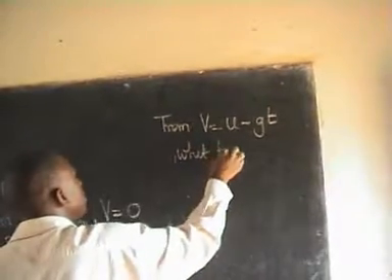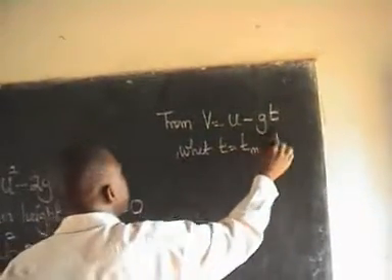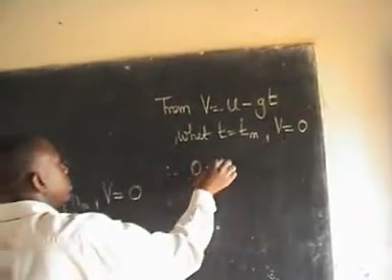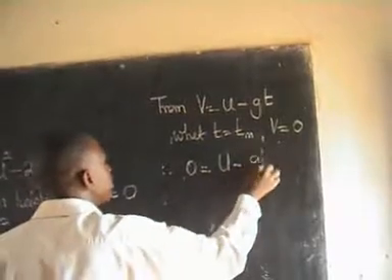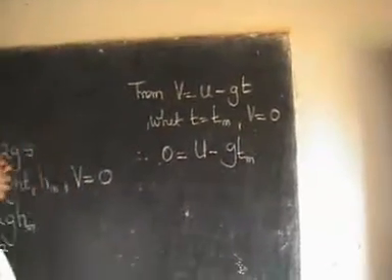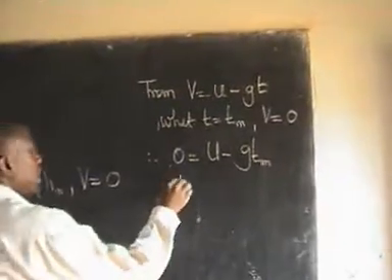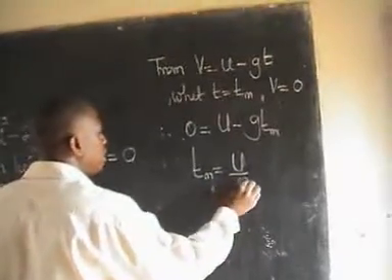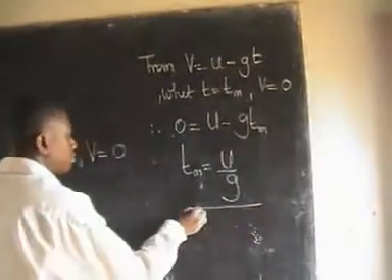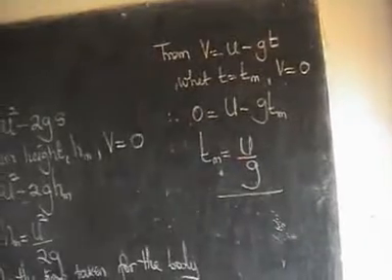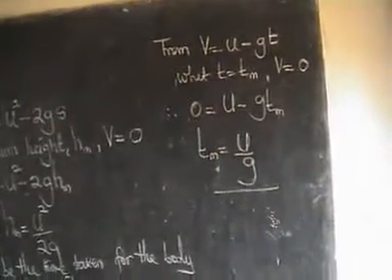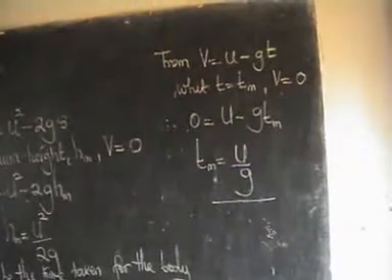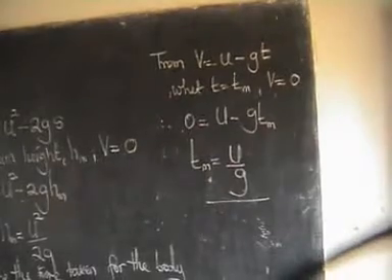So when t equals tm, then v must be equal to 0. Therefore 0 is u minus g tm. And when you make tm the subject, you will get tm is equal to u divided by g. So that would be the expression for the time taken for the body projected vertically upwards with an initial velocity u to reach maximum height.